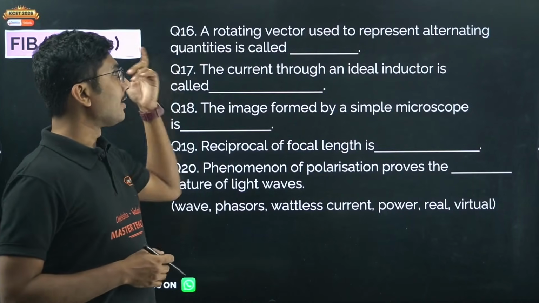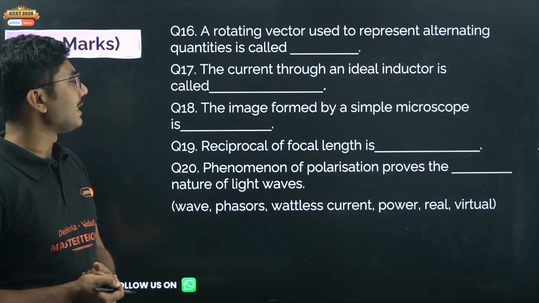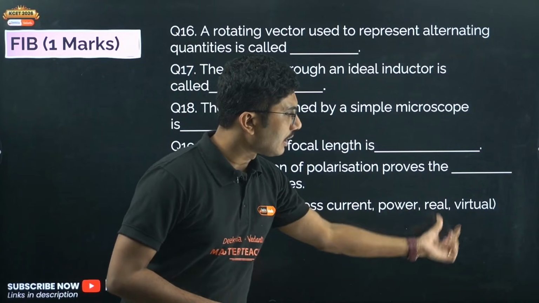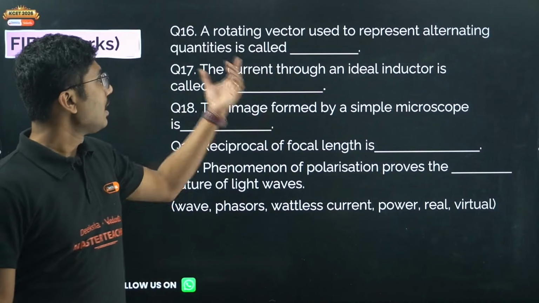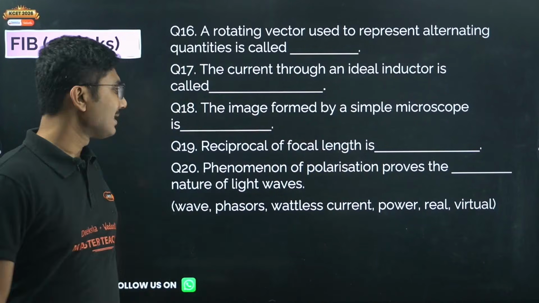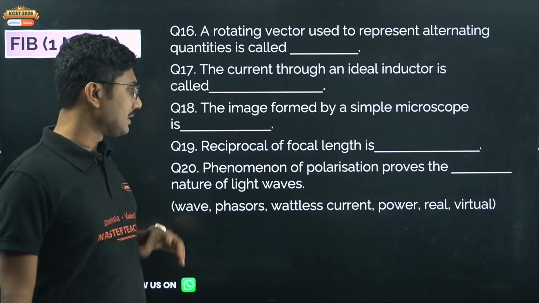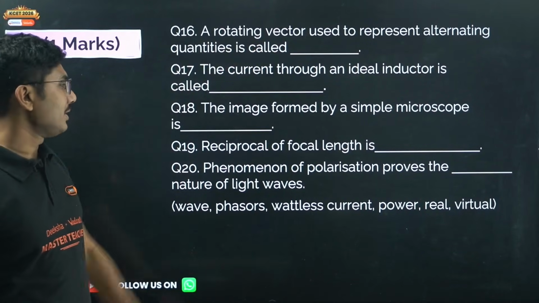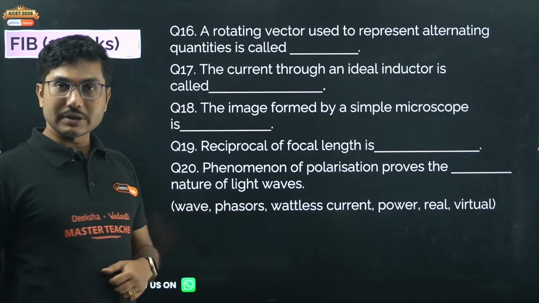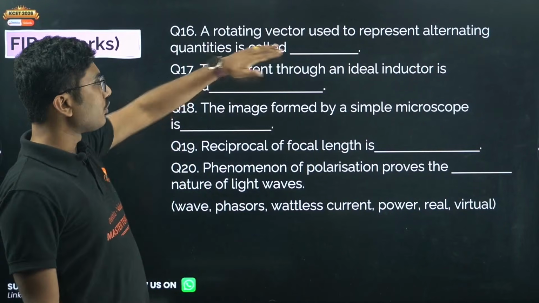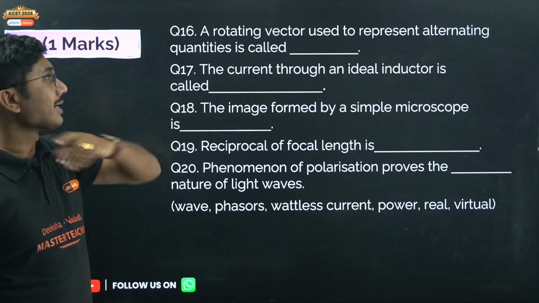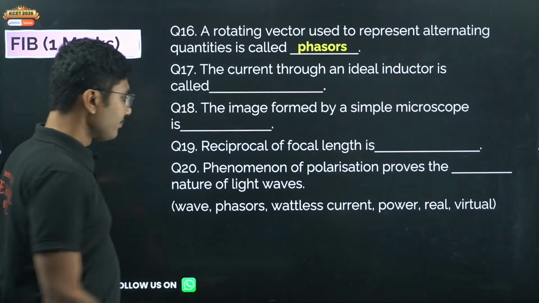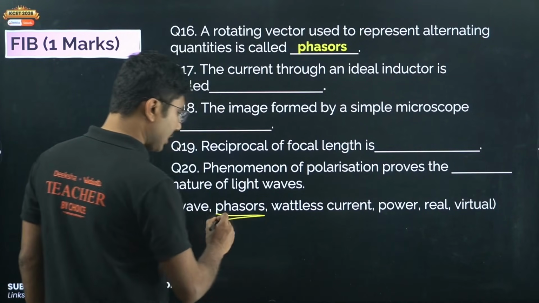So let's see. A rotating vector used to represent alternating quantities is called wave, phasors, wattless current, power, real, virtual. Real, virtual is definitely not the answer. Power does not make sense. Wattless current again does not make any sense because we are talking about alternating quantities. Either wave or phasors could be an answer. Wave is not possible because that itself is a wave. So the correct answer is phasor. And as soon as you answer one, try to mark it so that you remember.